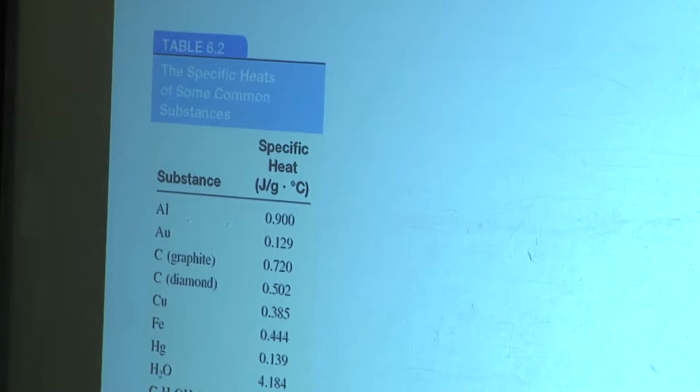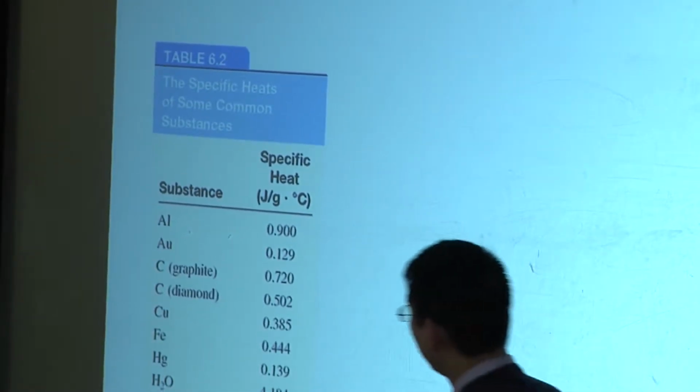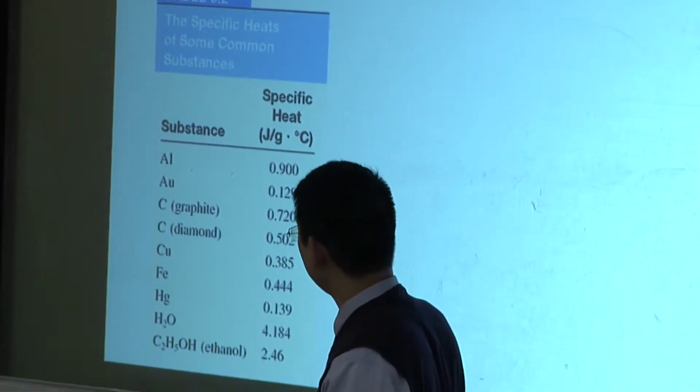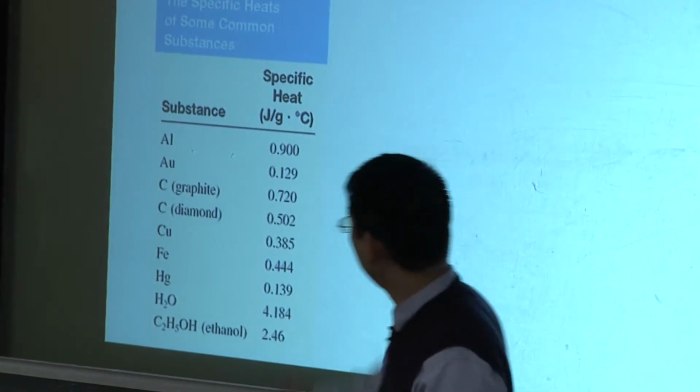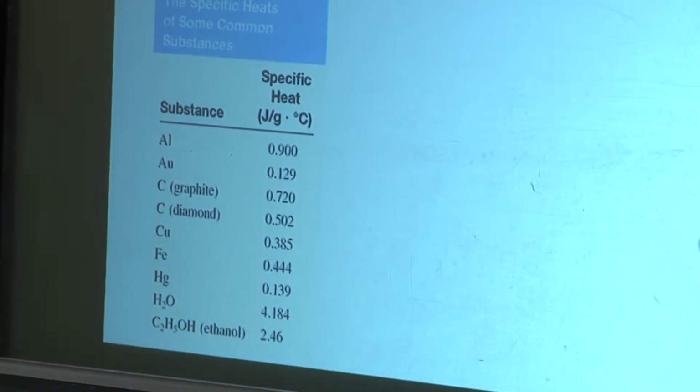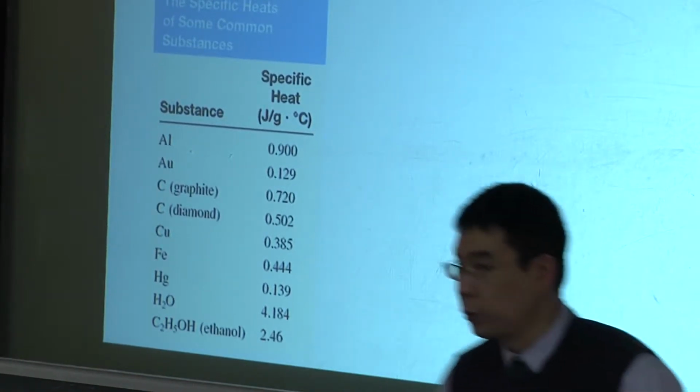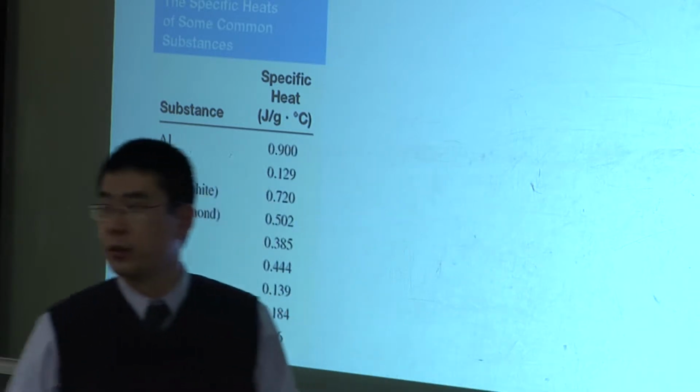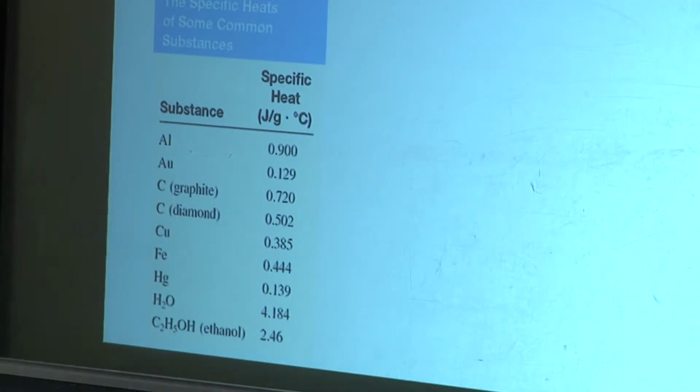So you'll notice that water, you know, here's some very common substances. You'll notice that water has a very high specific heat relative to many other substances. And this is why you go to the beach in the summer, and it's a little bit cooler, right? Because it's by the water. The water heats up slower than the land.